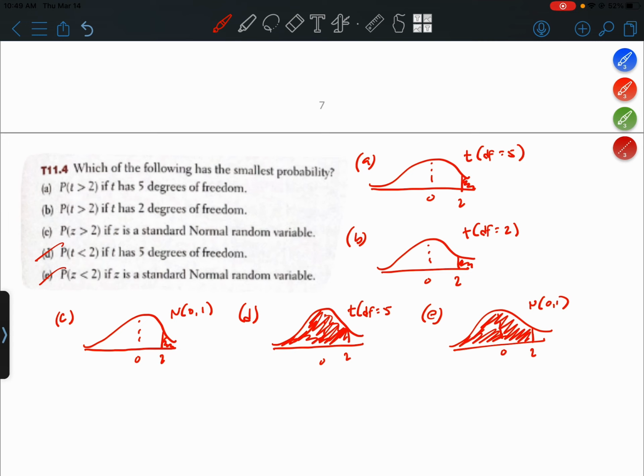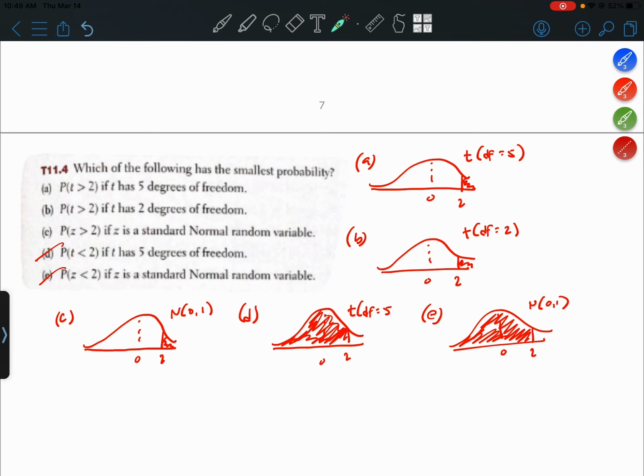Now, before I calculate it, I'm already going to be leaning towards C because I know that the T distributions, although similar to the normal distributions, have smaller peaks and thicker tails. So this tail is going to be thicker, which means it's going to have more area in it. This is a normal distribution. It should have a thinner tail or less area. But to confirm that, I'm just going to use my calculator.